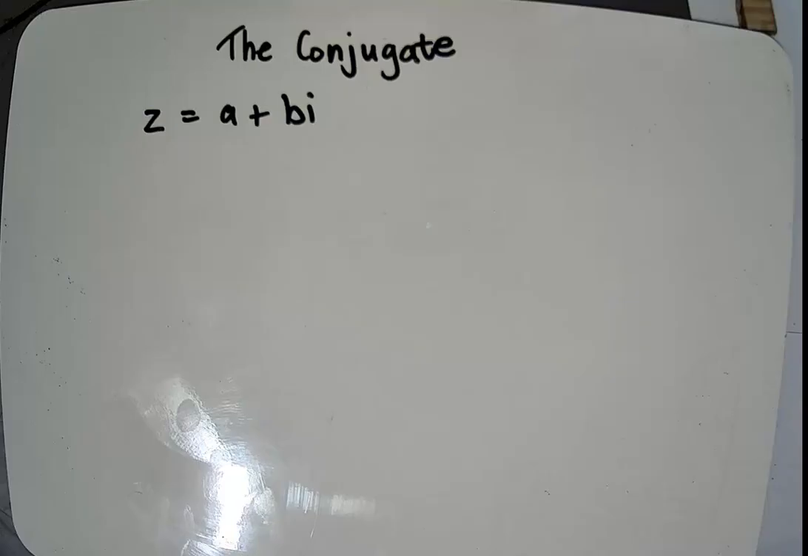In this video, we're looking at the conjugate and how to apply it in a question. So here we have a complex number z is equal to a plus bi. So notice the notation, it's just a z. When we add a line on top of the z, like this, it now becomes the conjugate. The conjugate is a minus bi.